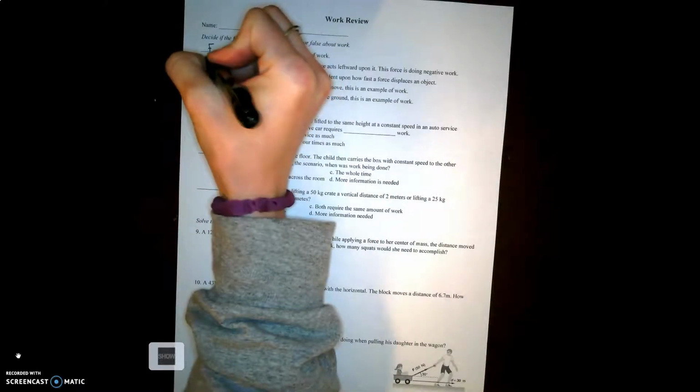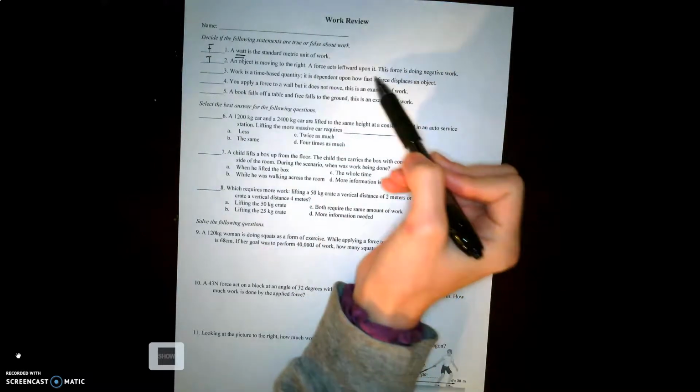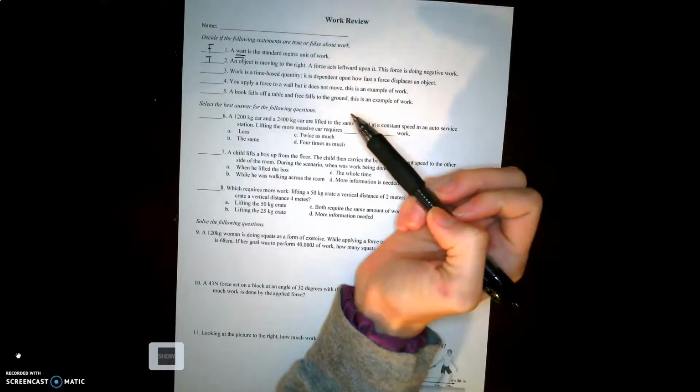Number two, an object is moving to the right, a force acts leftward upon it, the force is doing negative work. That is going to be true. It's causing the object to slow down, and it's going in the opposite direction of the object.